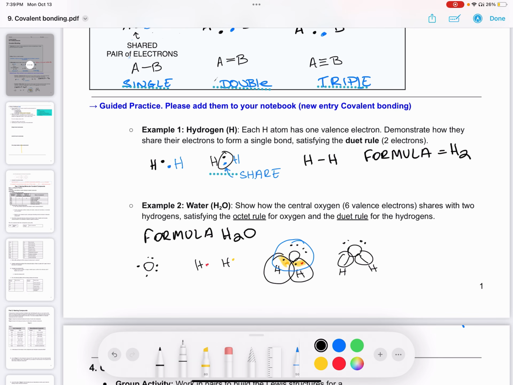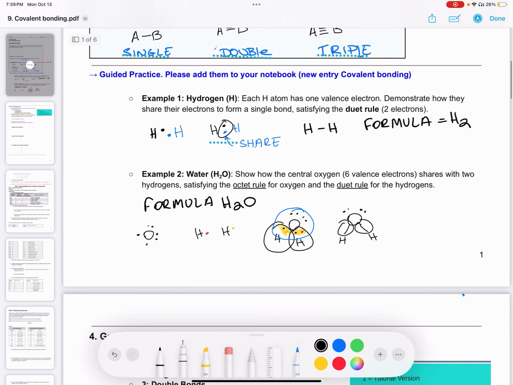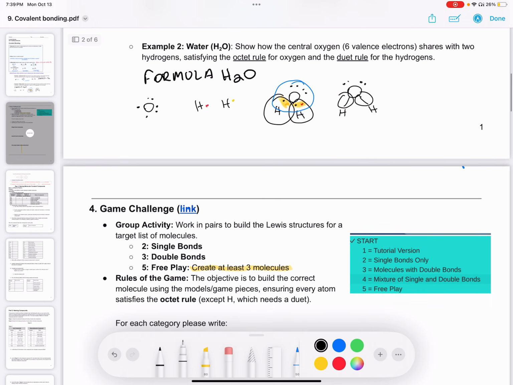All right, so now let's move on to the next activity. So you're going to click on this link where it says Game Challenge right here. Okay, and you're welcome to work with somebody else, but let me walk you through. So you're going to do 3 things when it comes to that game. You're going to do the single bond, you're going to do the double bond. Unfortunately, they don't have triple bonds, but you're going to see that later on.